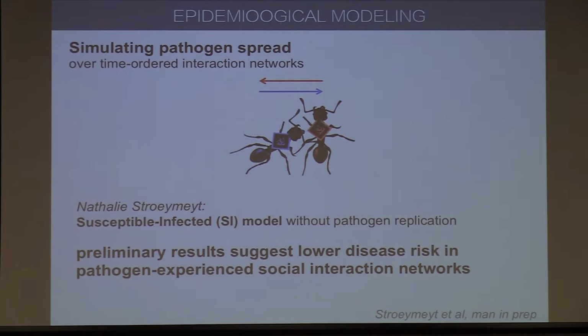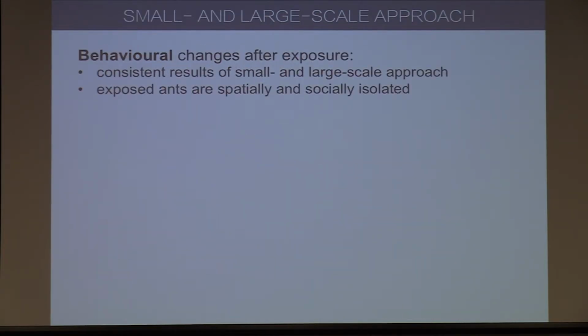So this all leads me to bringing together the small and the large scale approach. It means that there are really behavioral changes after exposure that are consistent between our small-scale behavioral approaches and the large-scale colony approaches, which for me is very important because that means that we can use them complementarily to understand the whole story. And both show that there is a change in spatial use and also social interactions of the exposed ants.